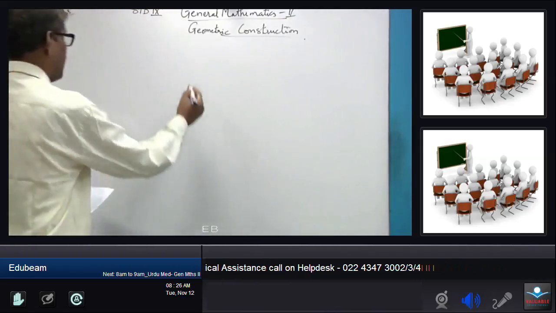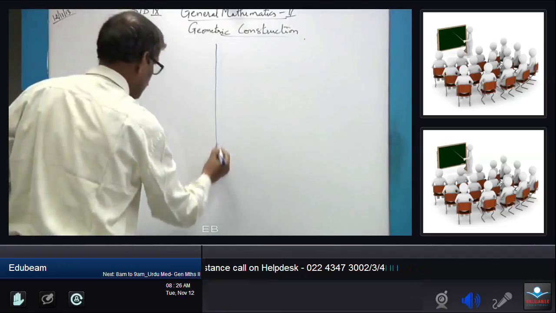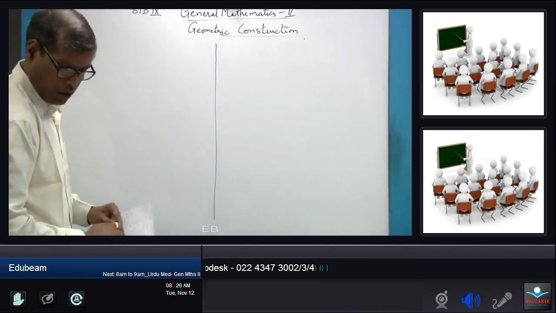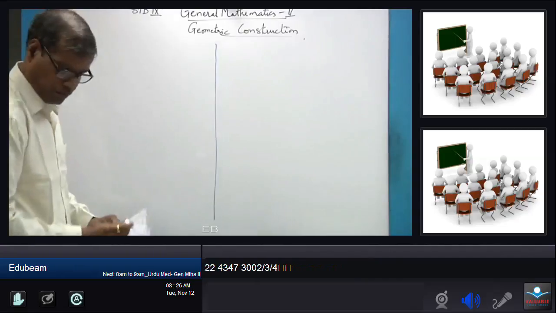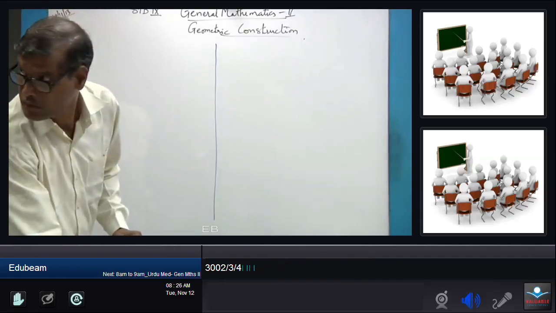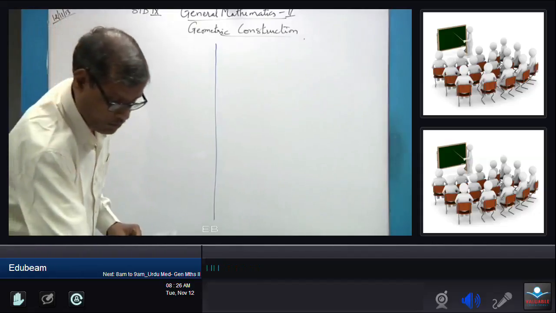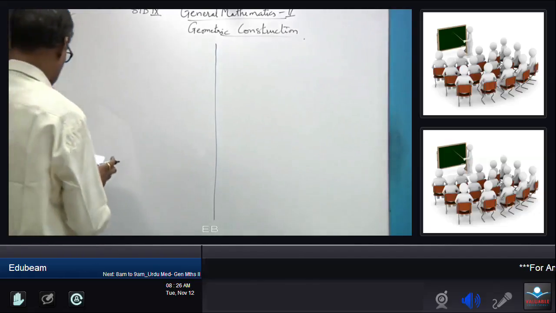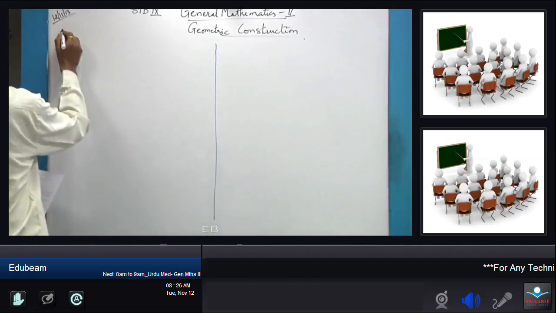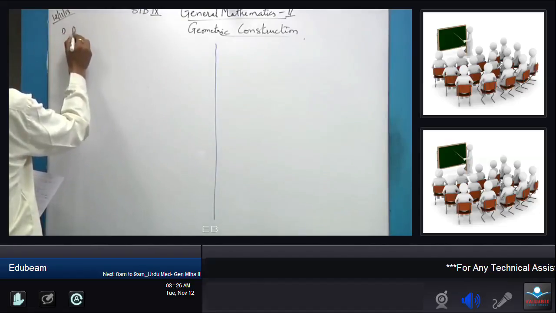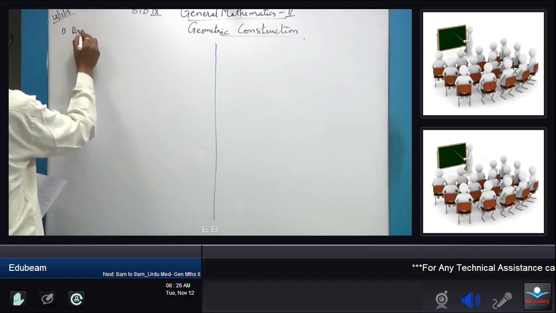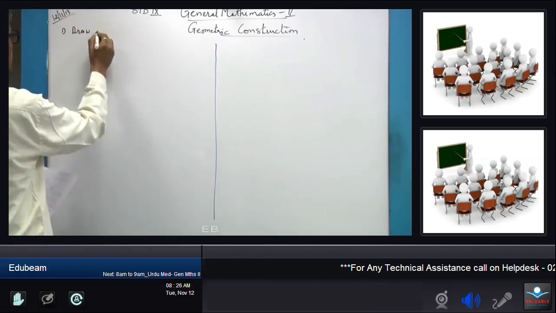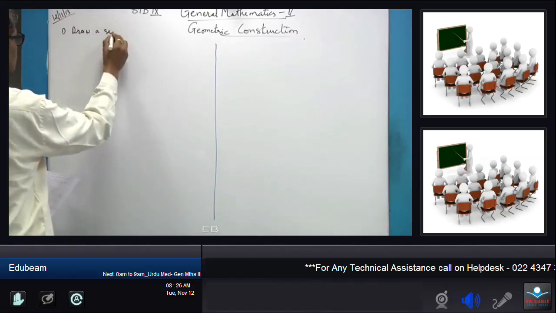Draw a perpendicular bisector of segment AB equal to 5 centimeters. I'll write down all the questions and then we'll solve it out one by one.